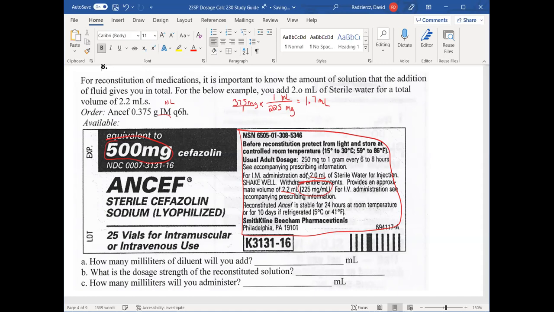So like I said, the tricky part with reconstitution type questions is knowing what it is that you're working towards, or how to find the strength and the concentration on the label. So it's about figuring out that information. Thank you. You're welcome. Good question.